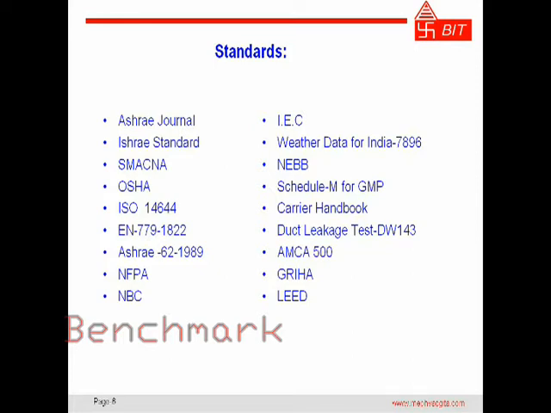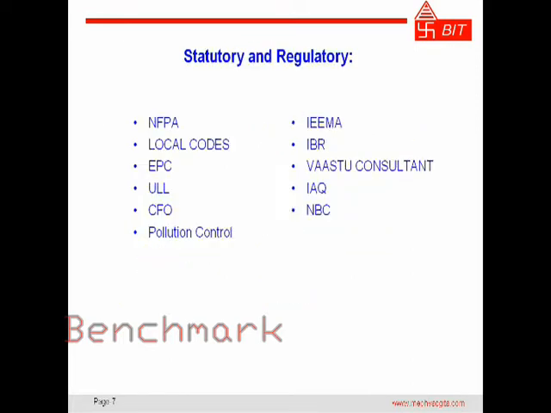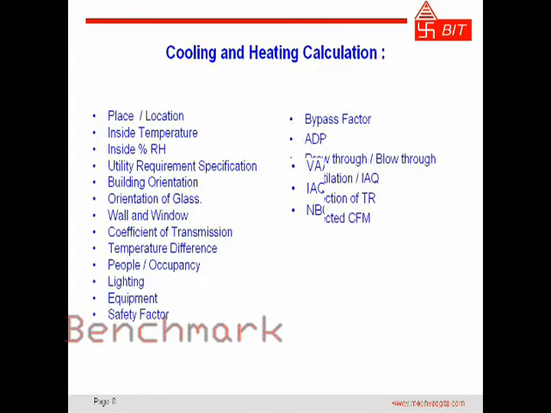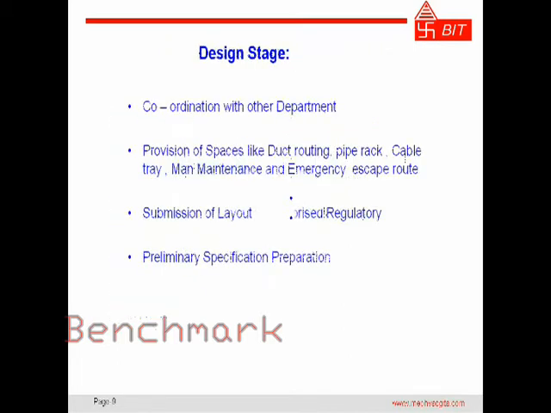For doing any calculation, we must have the building orientation, that is place or location, and the building envelope, that is walls, glass, and all these things. How much inside temperature you are going to maintain with inside RH can be obtained from the ISHRAE standard. The URS, utility requirement specification, is very important. You have to take it from the client and use your experience.